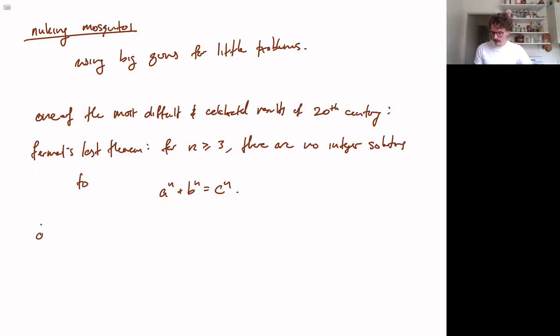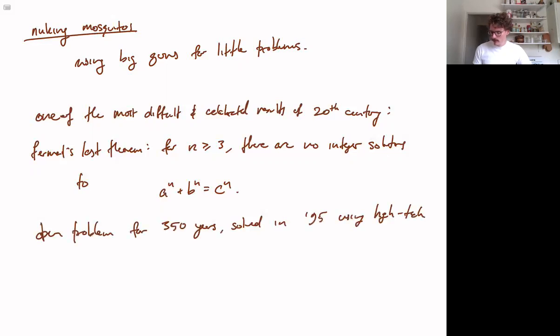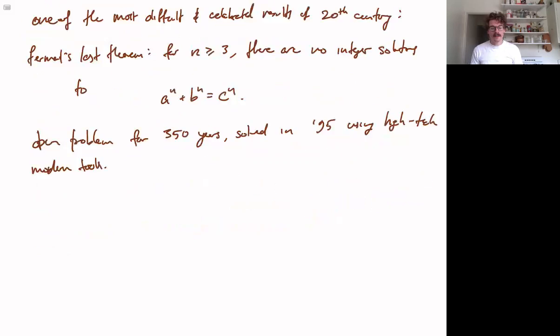And this was an open problem for 350 years, since sometime in the 1600s even. It was solved finally in '95 using basically high-tech modern tools. Things like elliptic curves and the Galois representations and automorphic forms. Basically very high-tech number theory went into it, and here is a nice application to show just how worthwhile and useful this result is.